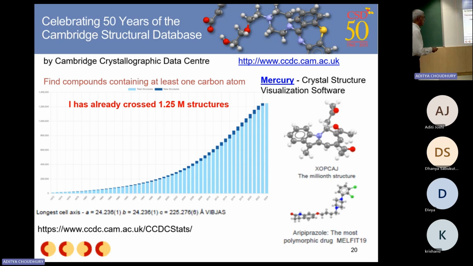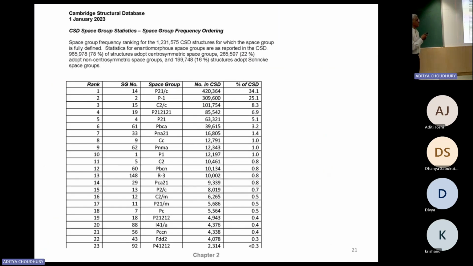As you see from this graph, we crossed more than 1 million structures a few years ago. This has got more polymorphic drug modification. Okay, I'll talk about it just here. So you see 1.25. And we get lots of information.